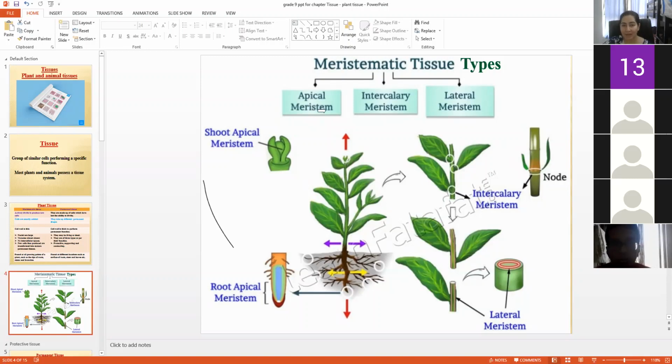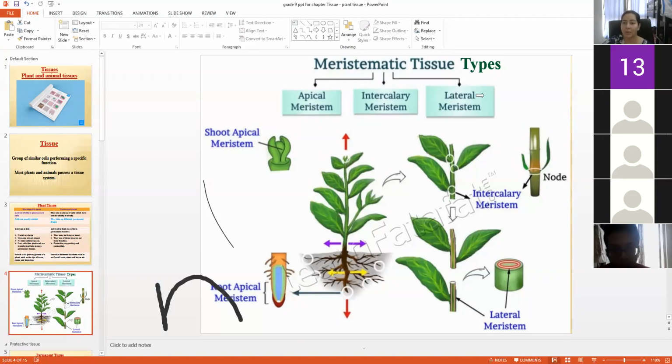Okay, so apical meristem is basically present at the beginning, at the tip of the plant. So this is where it is present. Now, when I say intercalary meristem, intercalary is somewhere in the middle of the plant. It is in between. So this part will make up the intercalary meristem.